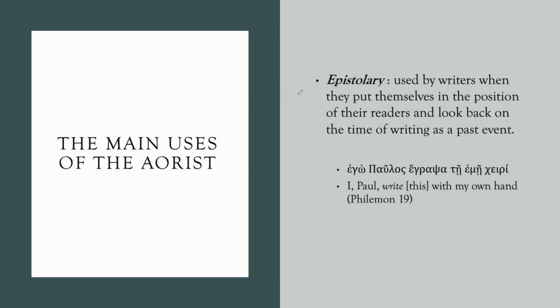Finally, the epistolary aorist. The epistolary aorist is used by writers of letters when they put themselves in the position of their readers and they look back on the time of writing as a past event. Even though Paul was writing these words and it was very present to him, he's imagining that his readers are reading the letter received later, and he writes it in past time.